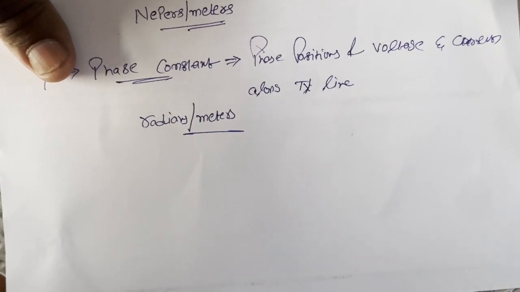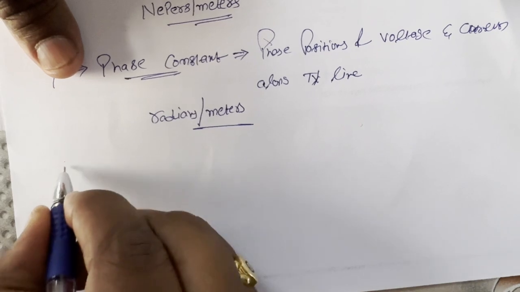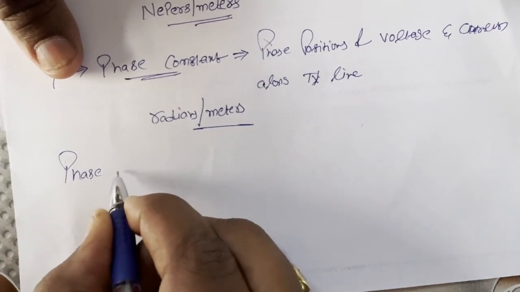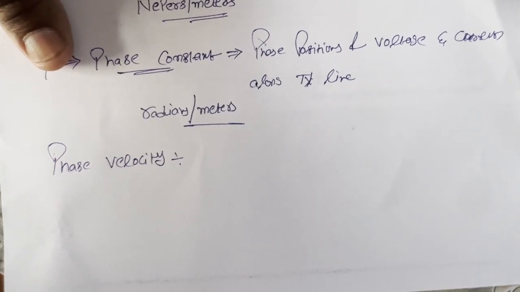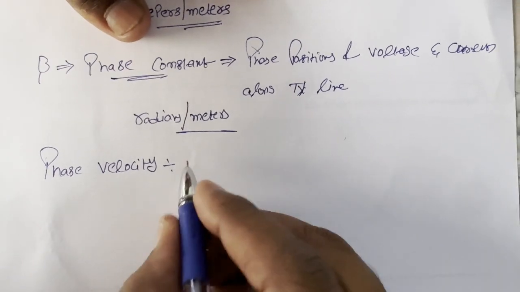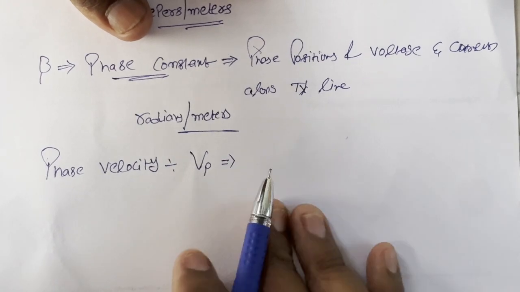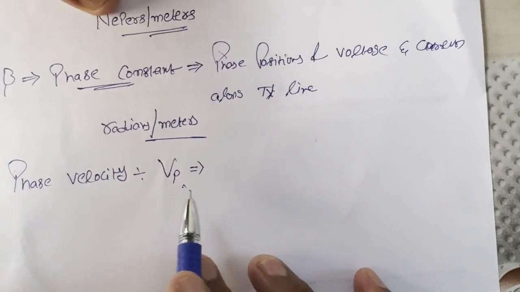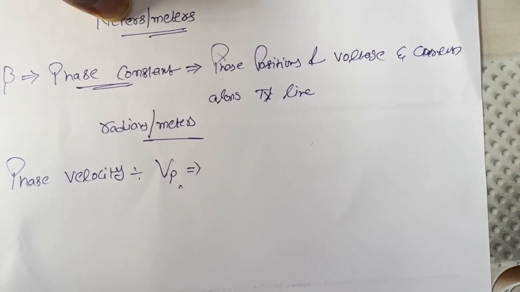Along with this, we have to discuss two parameters. One is phase velocity, and another one is group velocity. First we will discuss phase velocity. It will be represented as V suffix P. Phase velocity is defined as the velocity with which a single frequency signal propagates along the transmission line.